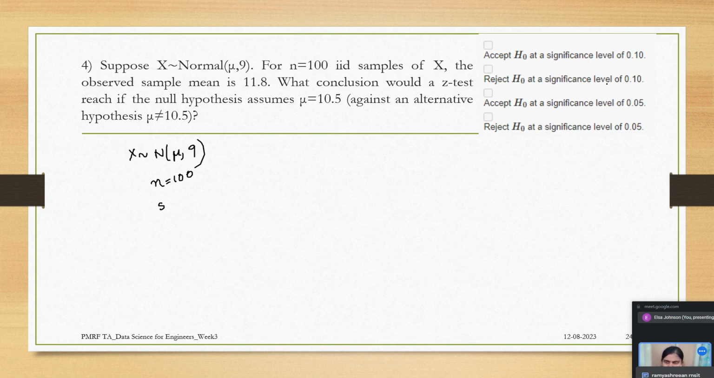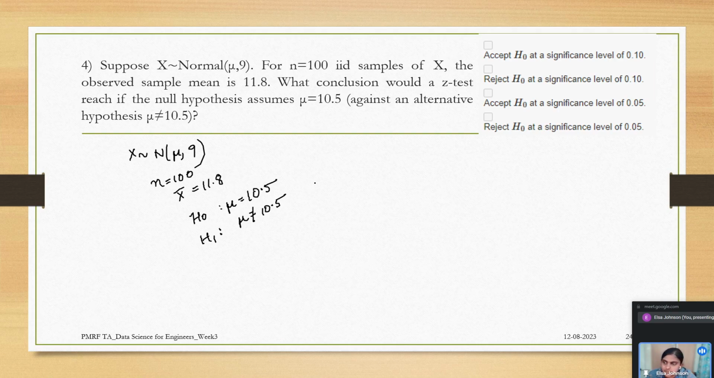So the observed sample mean, I'll denote as x bar, and it's given as 11.8. So your null hypothesis is given as mu equal to 10.5. Alternate hypothesis then will be not equal to 10.5.